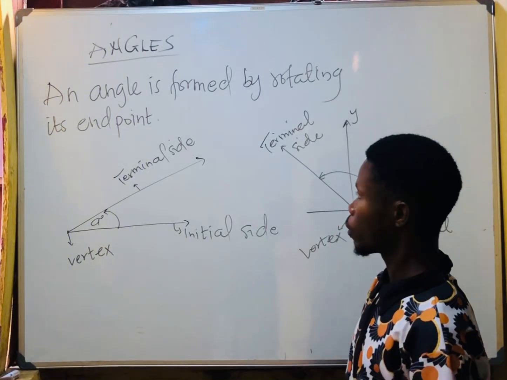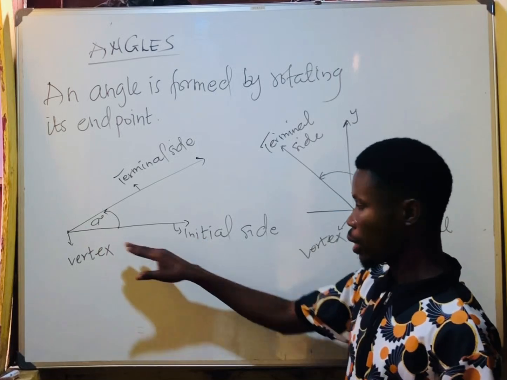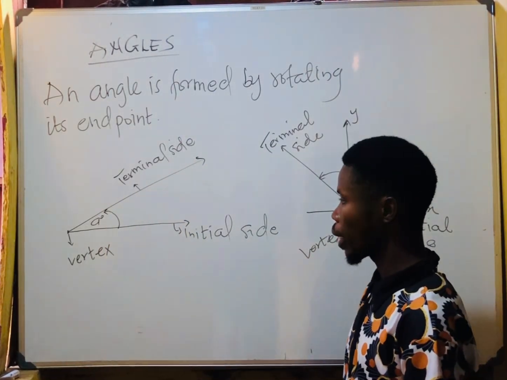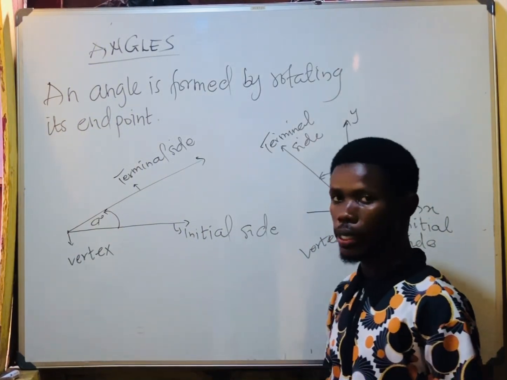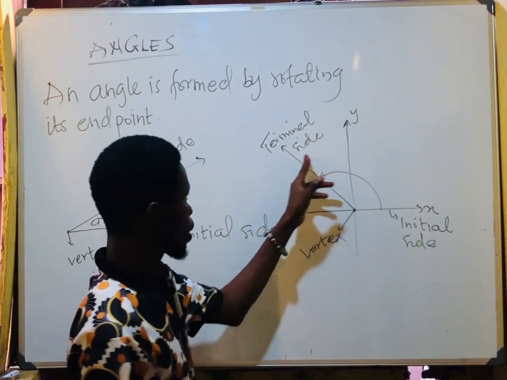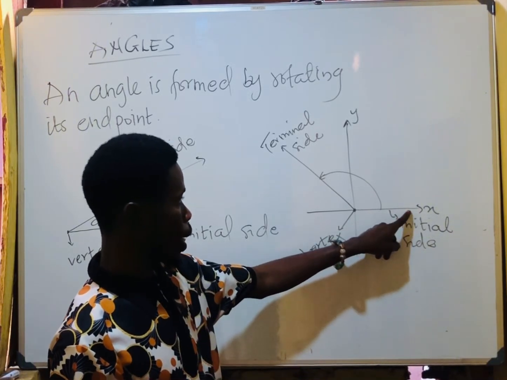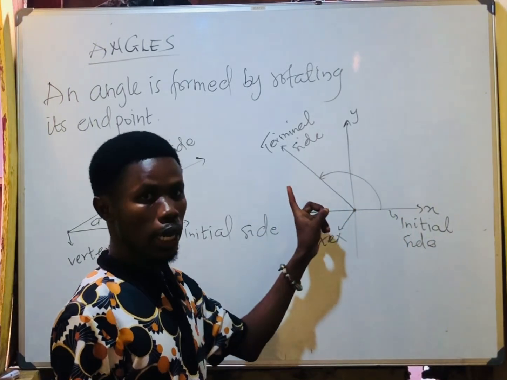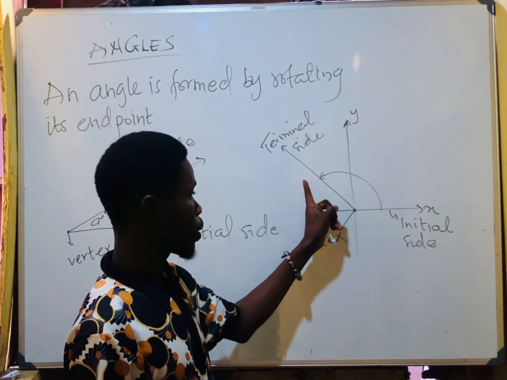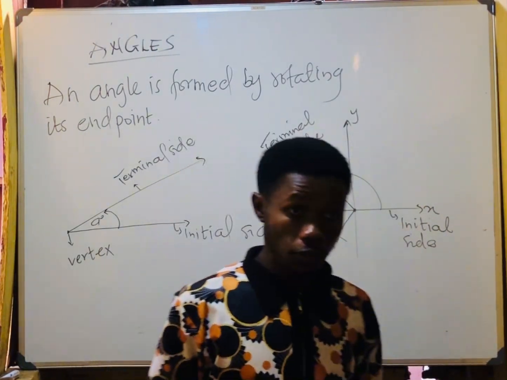Good. So now the initial point is called the initial side, the initial line, and the ending point is called the terminal side. And this is the fixed point called the vertex. Very good. So it's the same thing that I've done here: the terminal side, the initial side, and the vertex. So this is the initial, that's the x. Then we have rotated it anti-clockwise or counter-clockwise. So that's what we have here. And that's the terminal side. Is that okay?